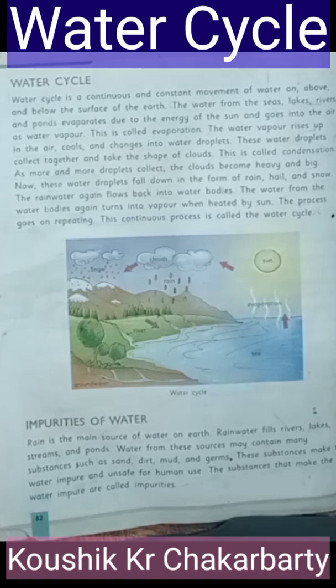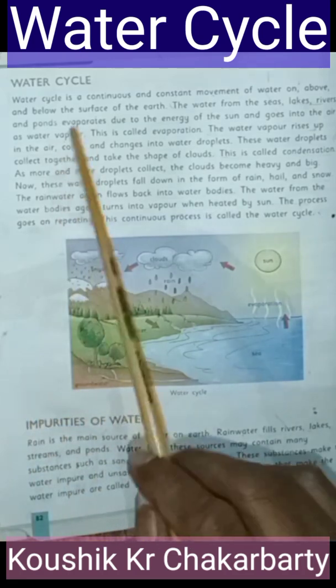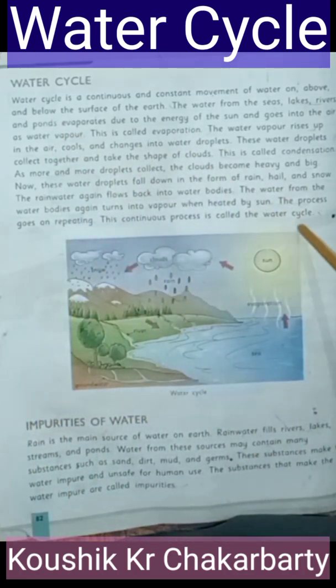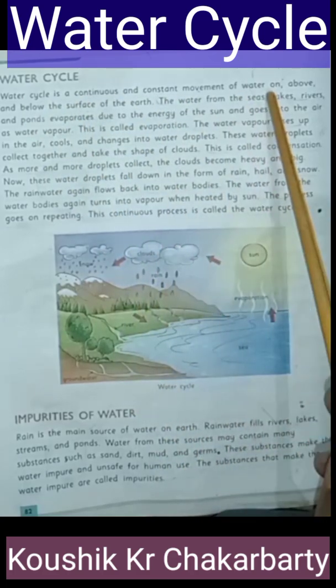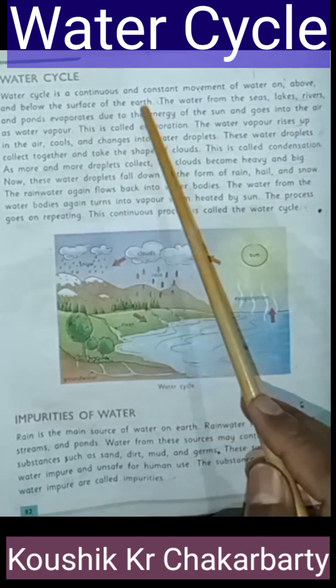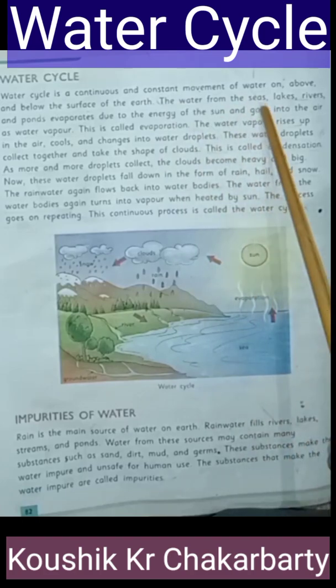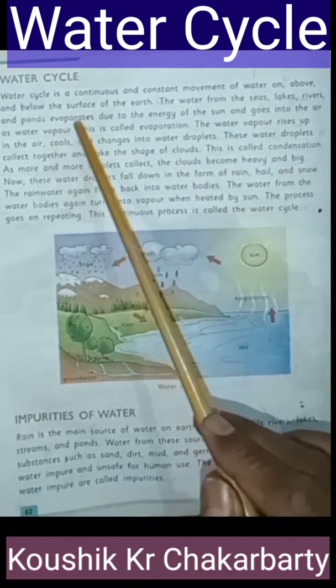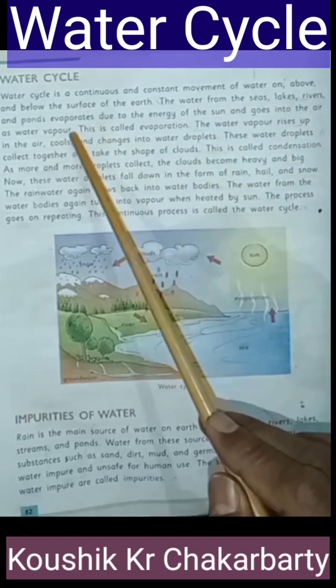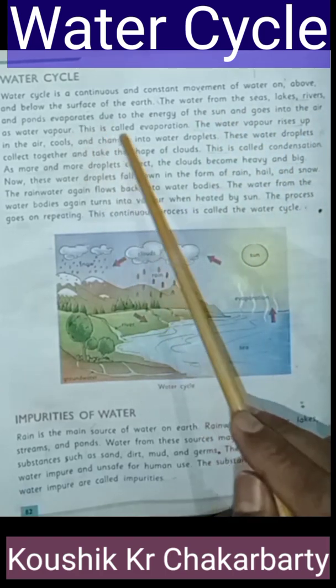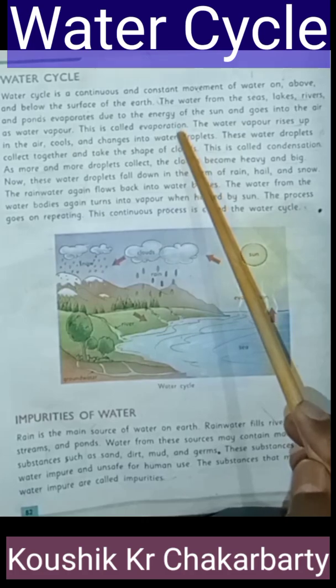Today, we are going to start a new topic, and the topic is water cycle. In this topic, we are going to study about the water cycle. Water cycle is a continuous and constant movement of water on, above, and below the surface of the earth. The water from the seas, lakes, rivers, and ponds evaporates due to the energy of the sun and goes into the air as water vapor. This is called evaporation.